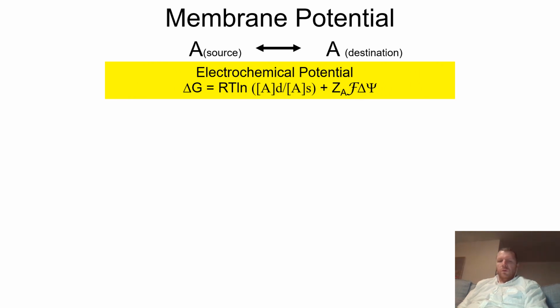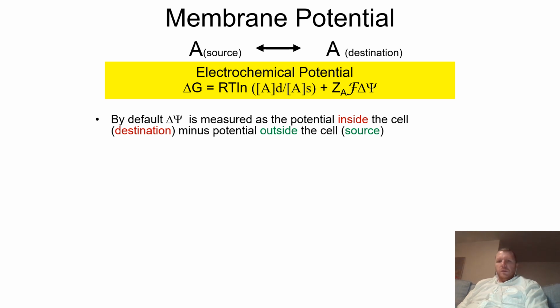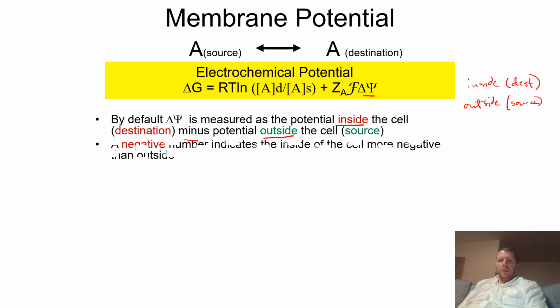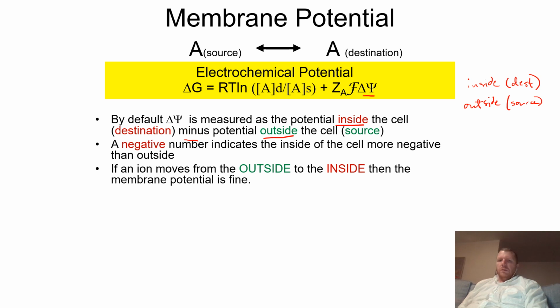There's our electrochemical potential. Now, in general, that delta psi right there is going to be measured as the potential inside minus the potential outside of the cell. So inside is going to be the destination, outside is the source. So we're moving something basically from outside in. A negative number indicates the inside of the cell is more negative than outside of the cell. If an ion moves from the outside to the inside, then the membrane potential is just fine.